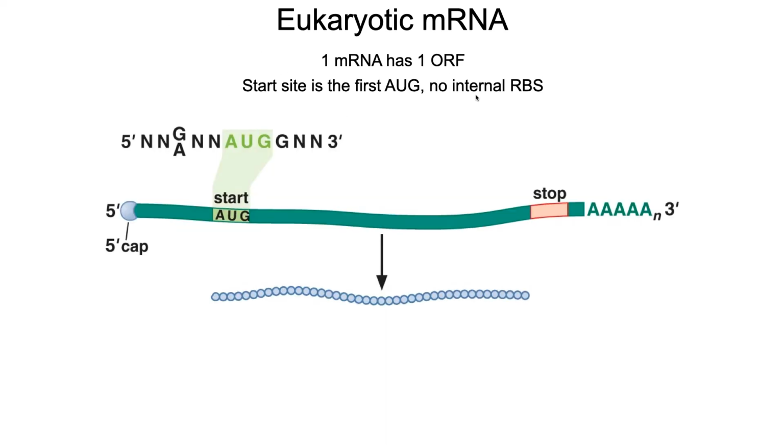Now, eukaryotic messenger RNA is very different. It's not polycistronic. One messenger RNA is going to encode one protein. The start codon is always going to be the first AUG starting from the 5' end. Now, it can be in any of the three reading frames. It's going to be dictated by where that first AUG is from the 5' end. Don't forget, though, that a eukaryotic messenger RNA is also going to have a 5' cap and a poly A tail. That'll become important a little bit later.